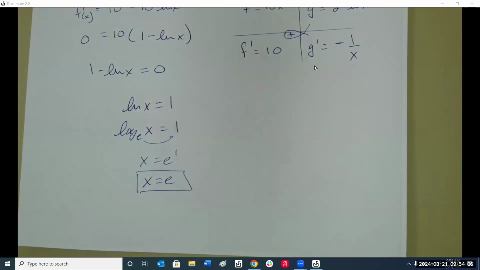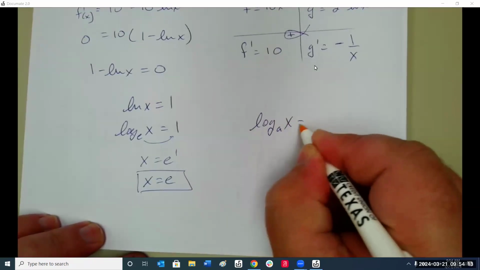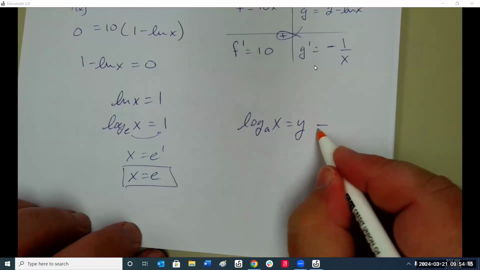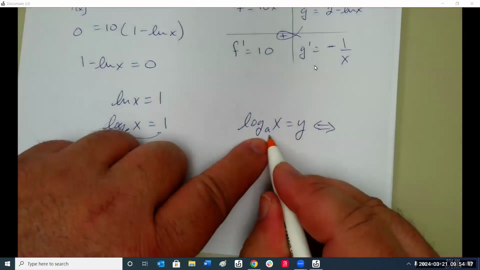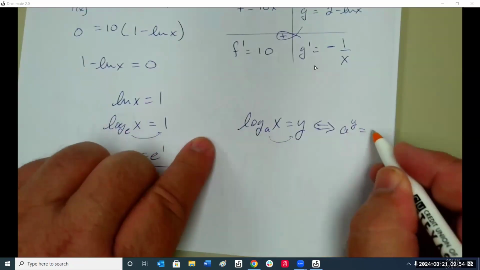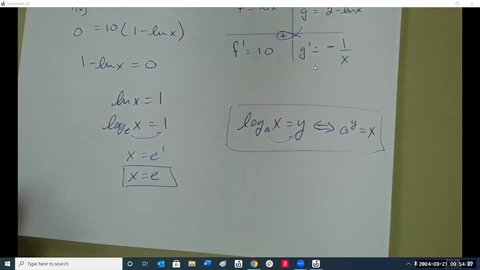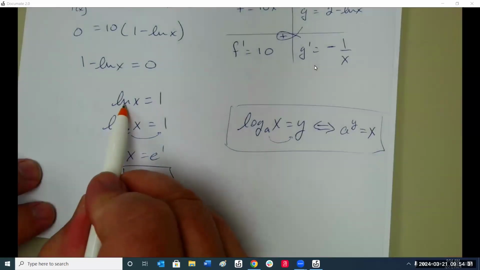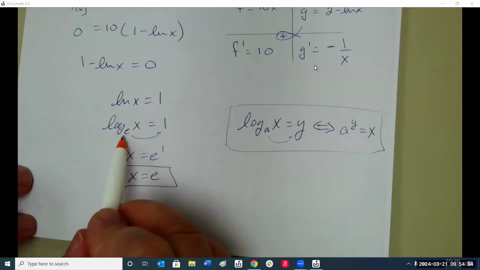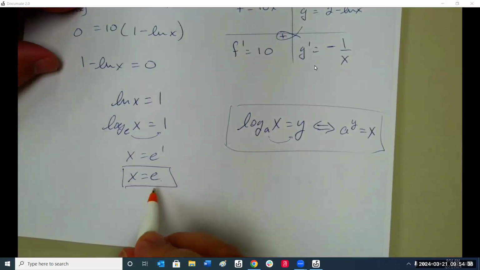Remember the conversion from logarithmic to exponentials? There's a logarithmic. The base pushes up the answer. The log drops off, and you have the x. This is the conversion between exponentials and logarithmic. And ln is simply log base e. So we only have one critical point at e.